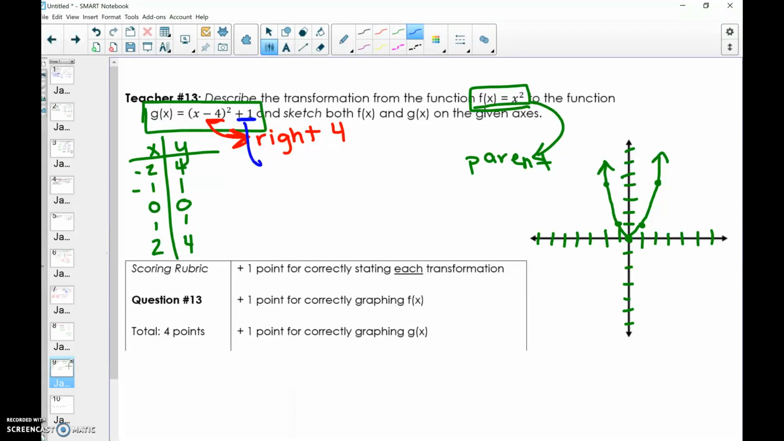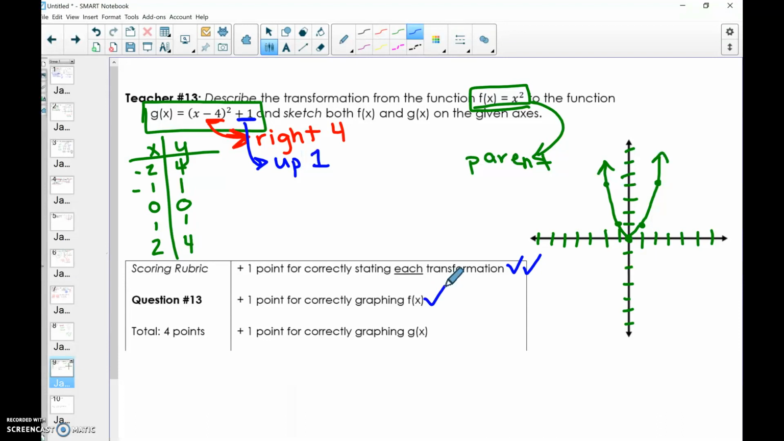And then this +1 on the outside is the k value, and it works just like we normally would think. It either moves the graph up or down. Since it's positive, it's going to go up 1. Okay, and there's actually my points for correctly stating each transformation. I had to say that somewhere to get my 2 points.